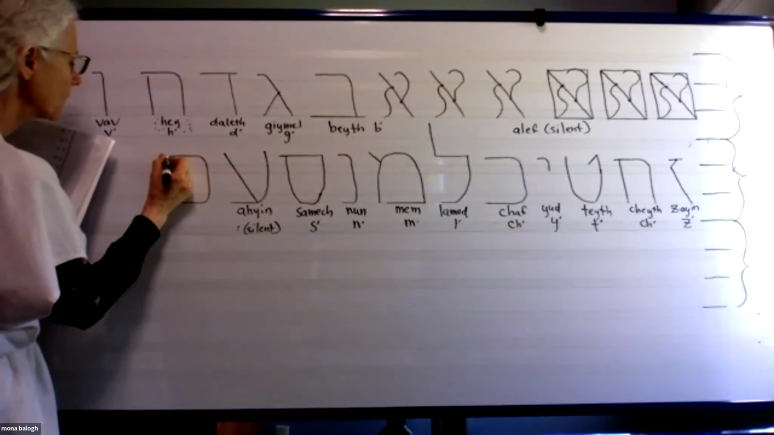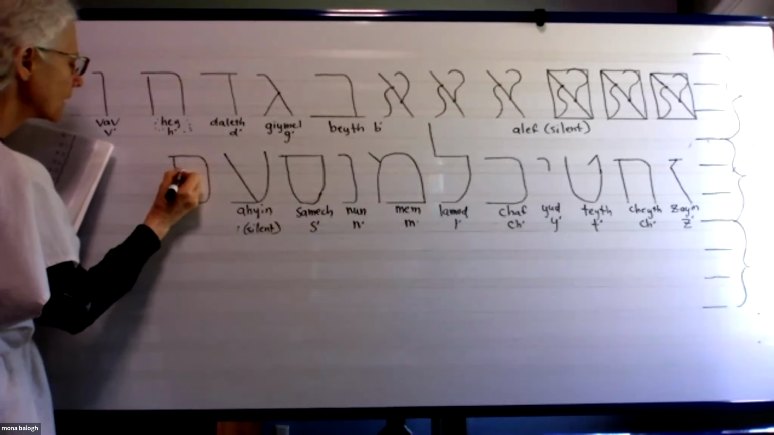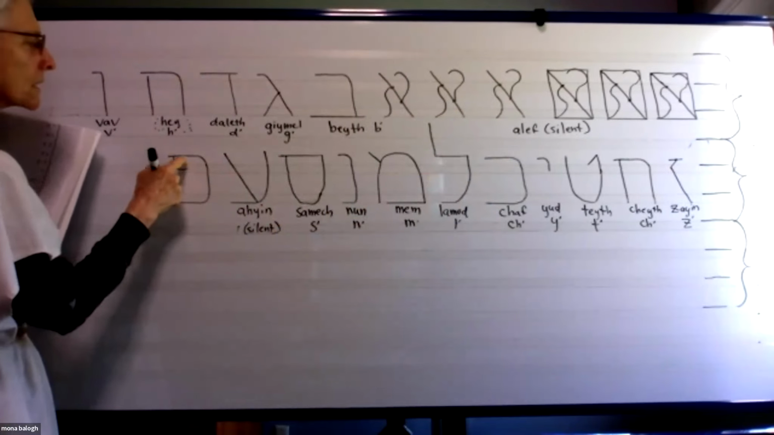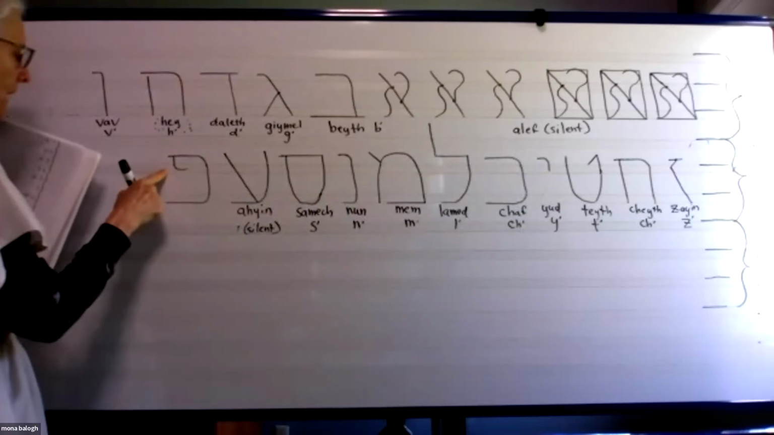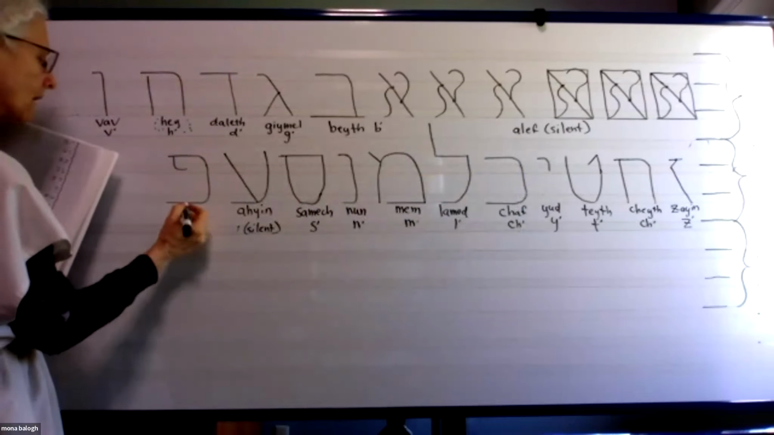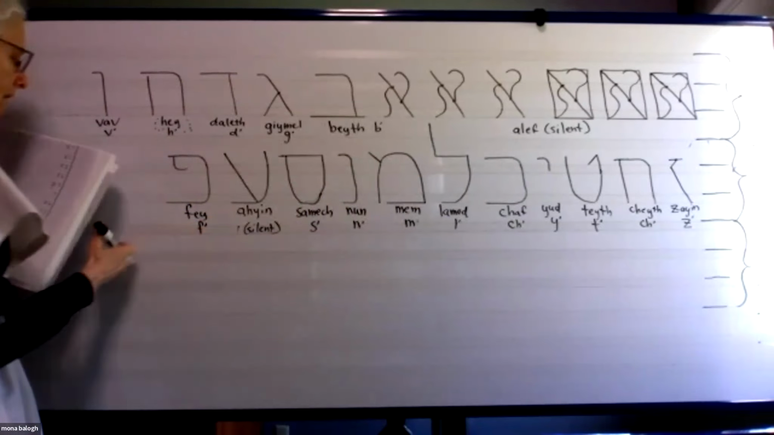But now you're going to come in a little bit from the upper left, and you're going to come down and make this little upside down and backwards yud. That's a correct yud. This is upside down and backwards. Okay. That's fe, as the F or F sound.